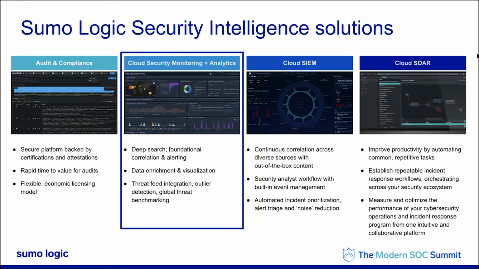So as we describe cloud security monitoring and analytics, the focus, from a feature perspective, is going to be on the ability for deep search, foundational correlation, and alerting, right? So alerting really is a feature that connects back to search very readily, because what you're able to do is customize a set of searches, assign who is receiving alerts based on those searches when they cross thresholds. Secondly, data enrichment, visualization. So here we're really describing the dashboard aspect of the solution. And then threat feed integration, outlier detection, global threat benchmarking, all are types of dashboards that can be better utilized in order to take the most advantage of the way in which those dashboards are constructed.